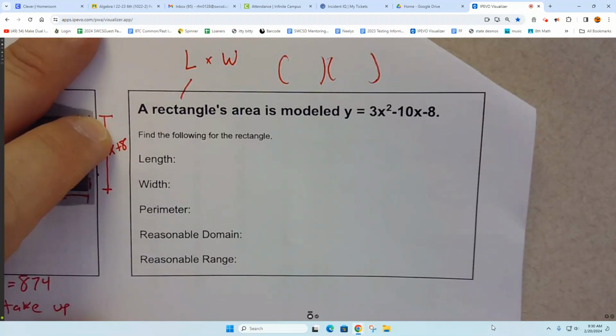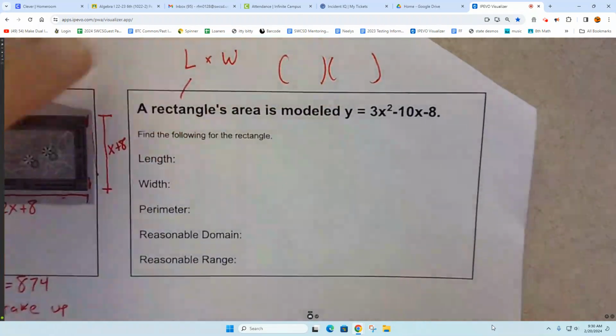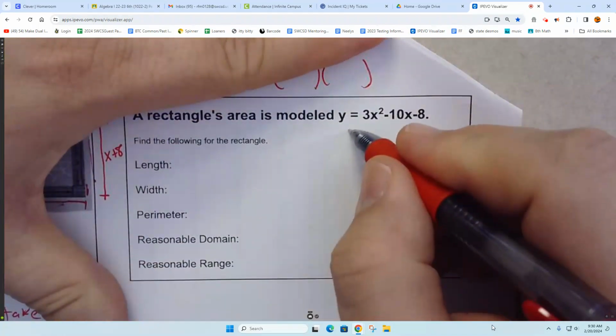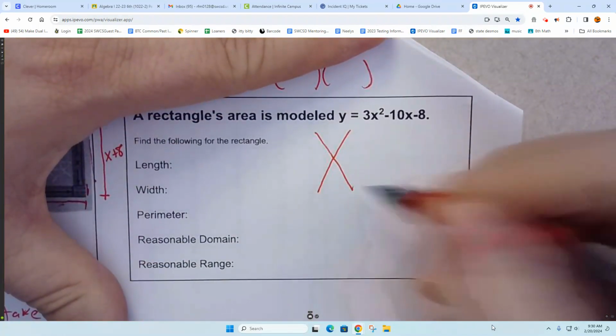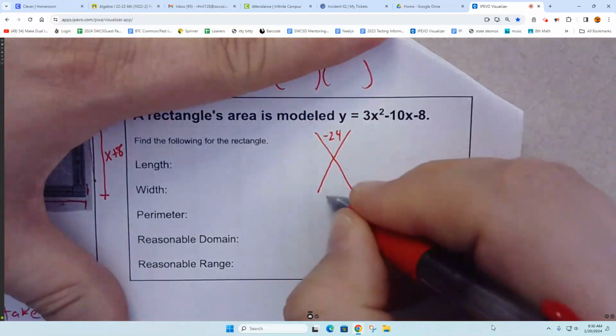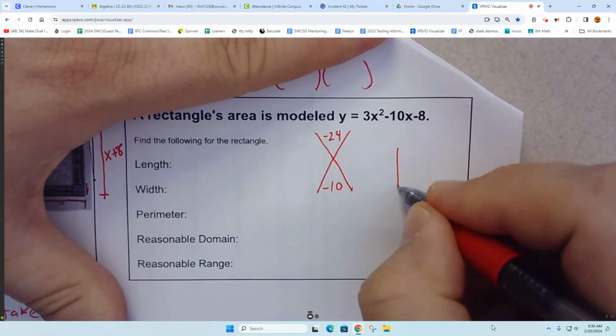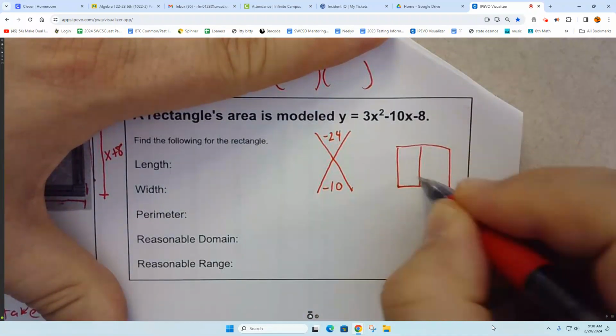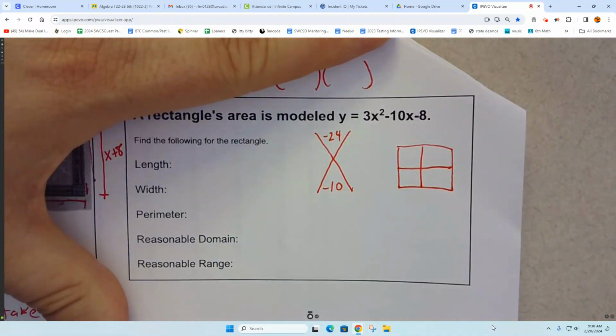Okay. How do we factor this? Yep. We have to X box it. So I'm going to kind of take up space here. Don't want to write too big. So we get negative 24, negative 10. I do need a box because we have an A that's not equal to 1.